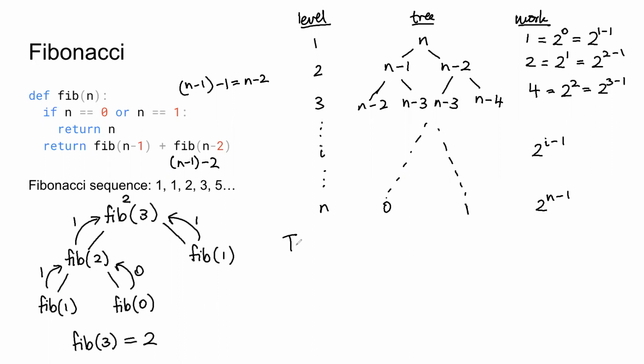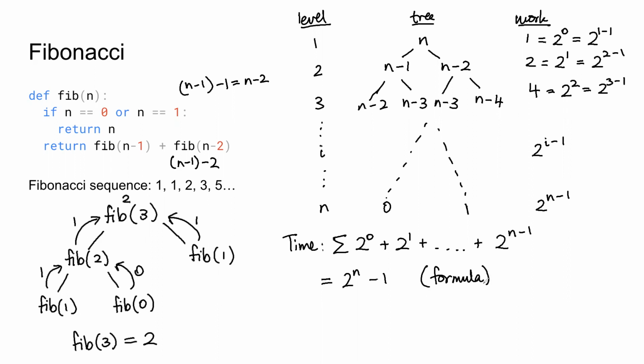To find the time complexity, all we need to do is sum up the amount of work we do for each level. So that would be 2 to the power of 0 plus 2 to the power of 1, all the way up to 2 to the power of n minus 1. Here, I'm just going to use a formula for the sum of consecutive powers of 2, which would give us 2 to the power of n minus 1 at the end there. We won't go into a proof of this formula in this video. If you're interested, you're sure to find plenty of proofs online. With big O time analysis, we drop the constants, which gives us a time complexity of O(2^n).